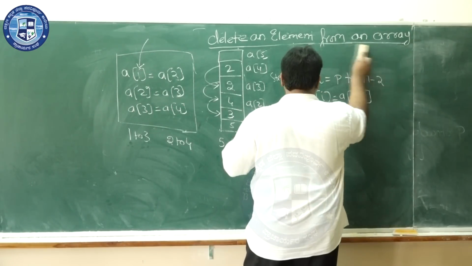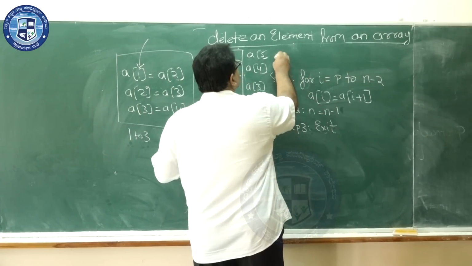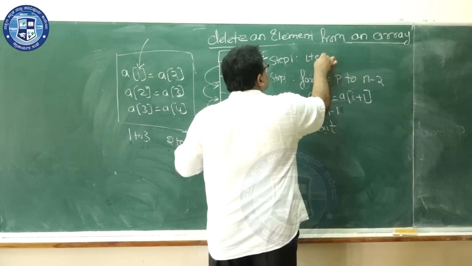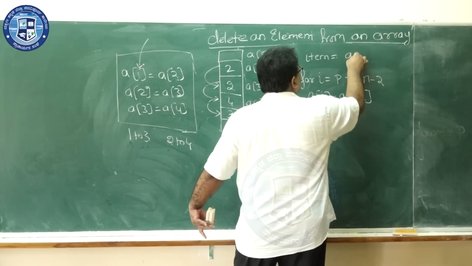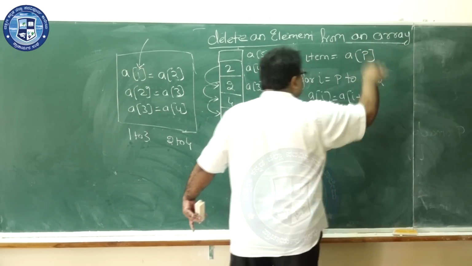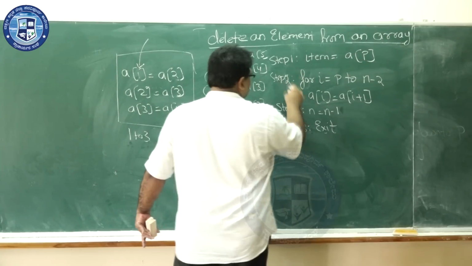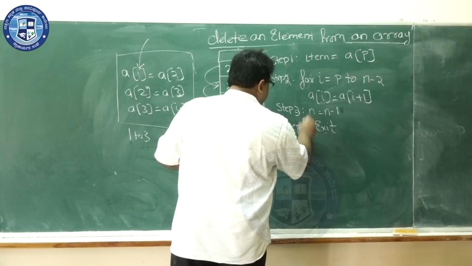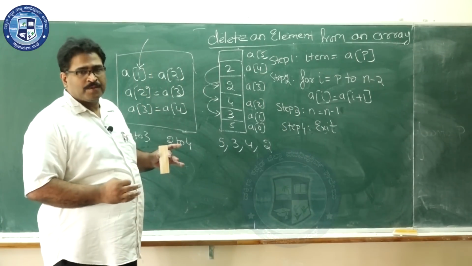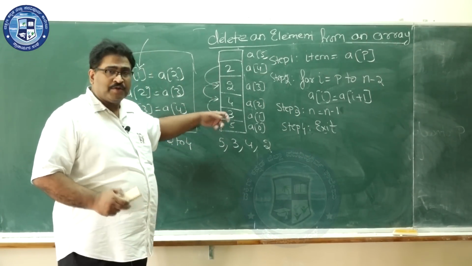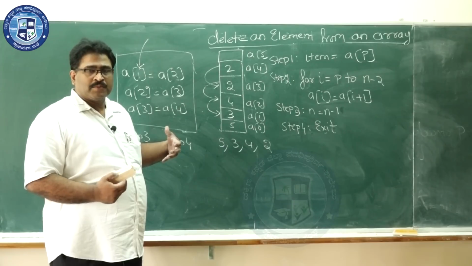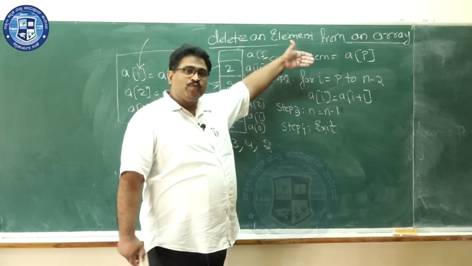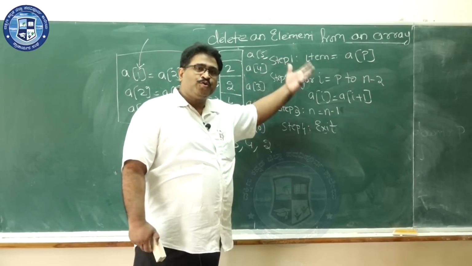So what you can do here is, you can put down step 1 as item is equals to A of P. This can be your step 1. This can be your step 2, 3, and 4. Is that clear to you? If you are not using this value 8 anywhere down the line in your program, you don't need it, then the previous one would have been the best one because you don't need it.